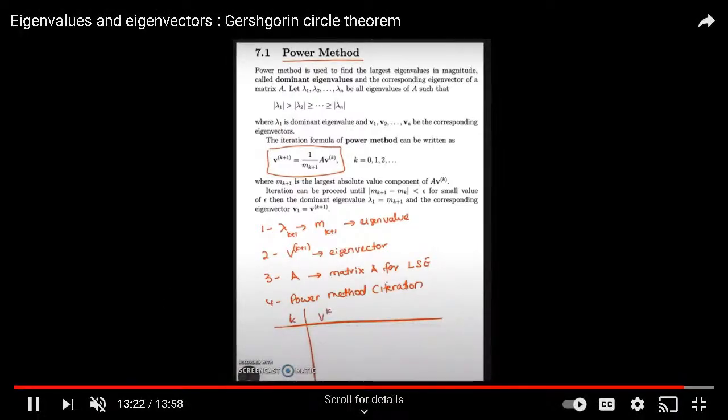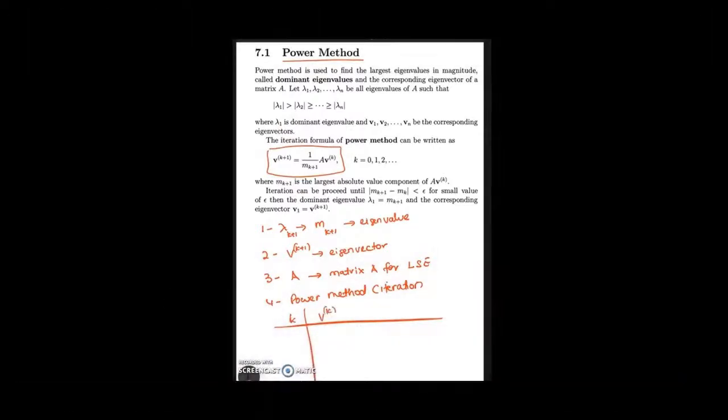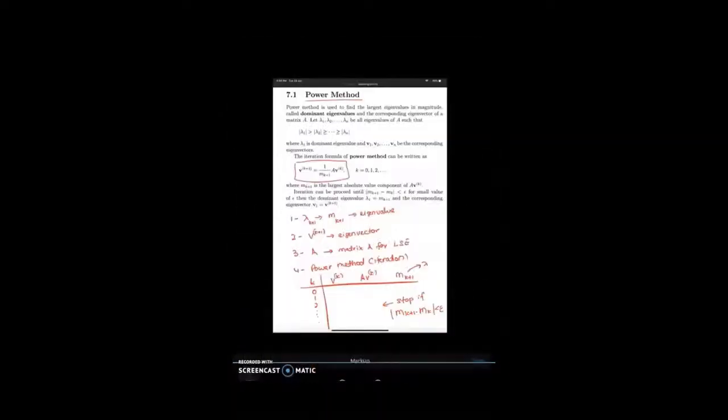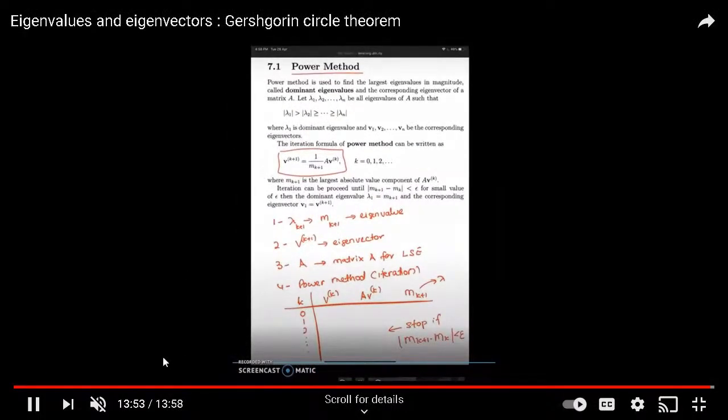The table has k as the iteration, the table for vk, the eigenvectors, and then you do the multiplication Avk. The matrix Avk is a vector, and mk plus 1 is the maximum value from Avk, which is negative here. You can choose a negative or positive value. You stop the iteration when the condition mk plus 1 minus mk is less than epsilon.